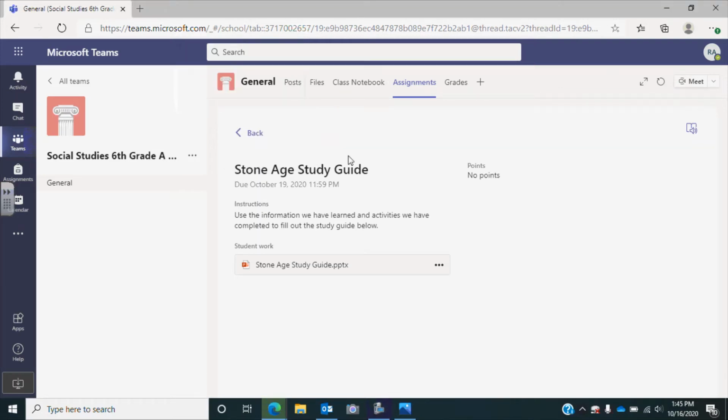Today you're going to be filling out a study guide about everything we've learned so far about the Stone Age, because you will have a test coming up. So for A Day, you'll have a test on the 23rd, and for B Day, you'll have a test on the 26th. When we do have the test, you'll email me for the link, and then I will send you the link, and then you'll take the test through Forms. But today you're going to fill out the study guide.